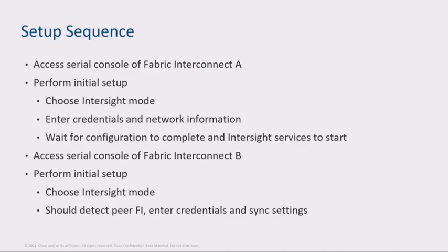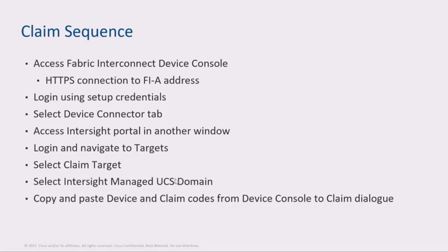And just wait for Fabric A to make sure that it doesn't reboot or require any reboots or anything like that. So then we'll connect to Fabric B, run through the setup, and all we've got to do here is select the Intersight Managed mode and enter the creds, just like before, right? The only difference now is that we're selecting Intersight Managed mode. That's it. That's all we have to do.